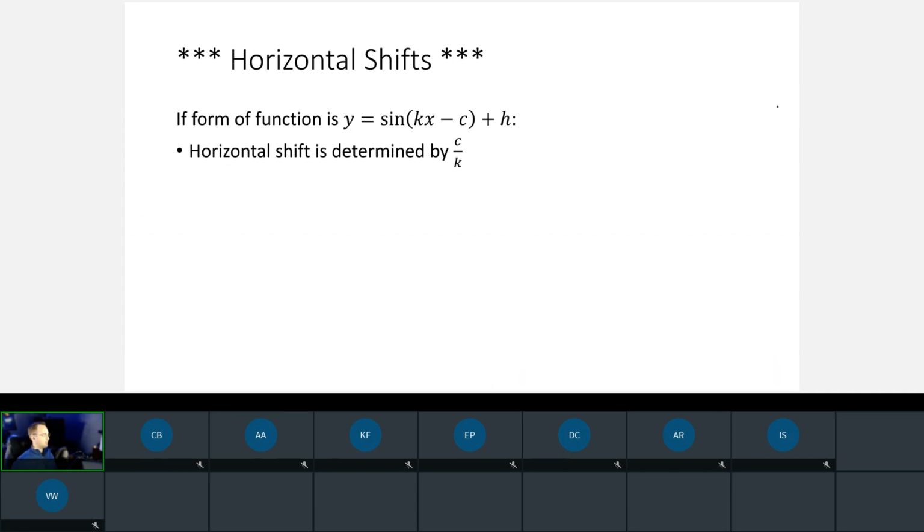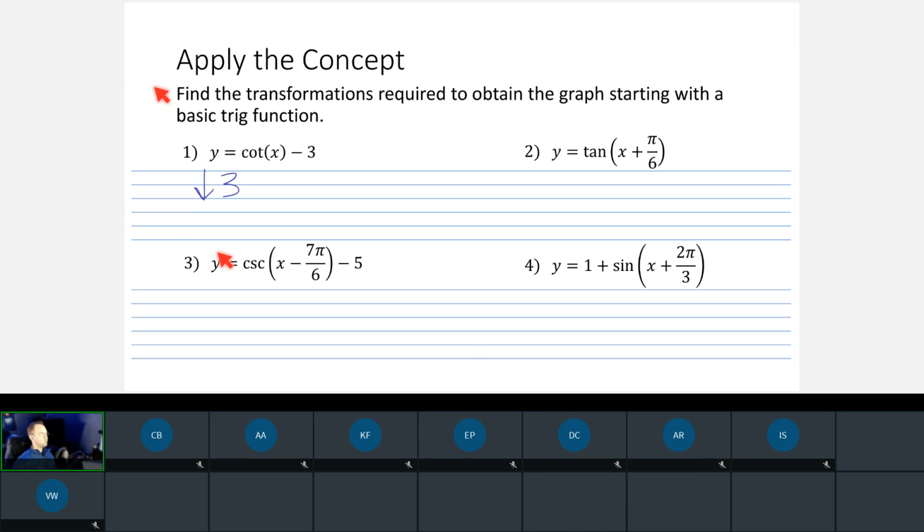And going back to clarify, remember the horizontal shift has to be within the parentheses. So for number 1, it was just X by itself. And if you wanted to rewrite that, we could rewrite it as Y equals cotangent of, if it helps, X minus 0 and then minus 3. Then we can actually see that C is 0, and then obviously H is -3. But I wouldn't rewrite it. If you want to, for the first few, knock yourself out.